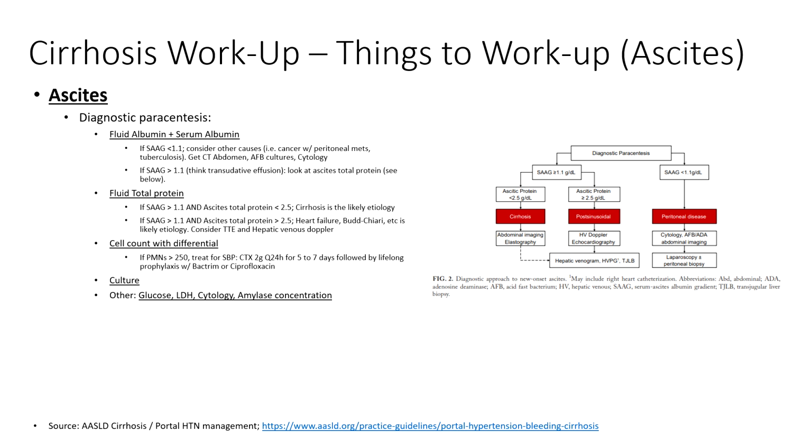If the SAG is less than 1.1, you want to consider other causes of ascites in your differential, such as malignancy and tuberculosis, for which you'll need a CT of the abdomen and pelvis and an AFB culture to evaluate the contents of the peritoneum. If the SAG is greater than 1.1, you would then look at the total protein in the ascites. If the ascites total protein is less than 2.5, the etiology is likely cirrhosis, but if it is greater than 2.5, the etiology is likely cardiac or obstructive, and you would then need an echo or hepatic venous Doppler to further evaluate.